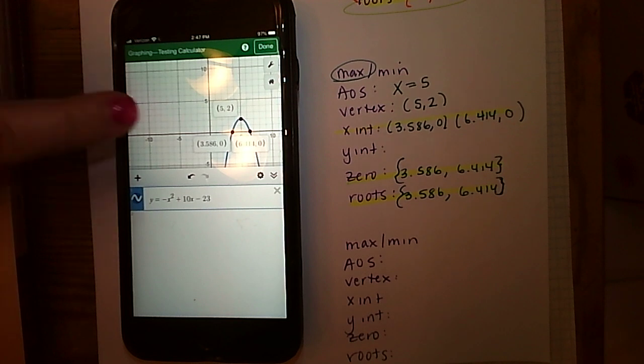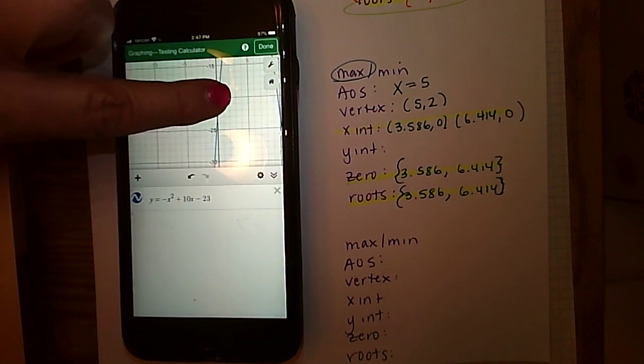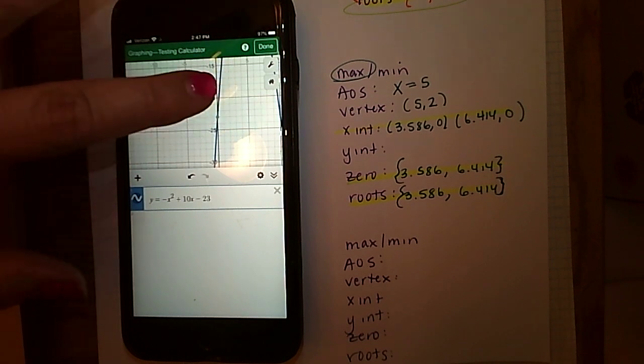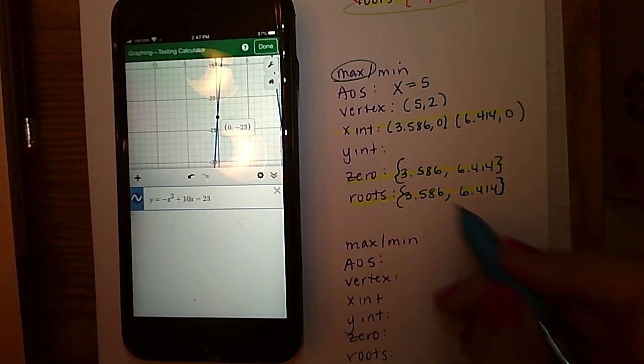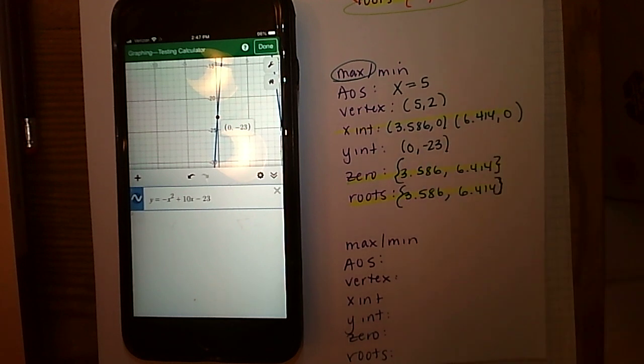All right, my y-intercept, I'm going to take my finger and move my graph, touch my graph. I get the gray bubble, touch the gray bubble, and my y-intercept is 0, negative 23. Perfect. Not hard, not crazy.